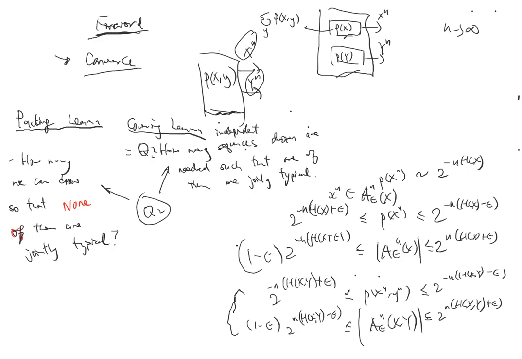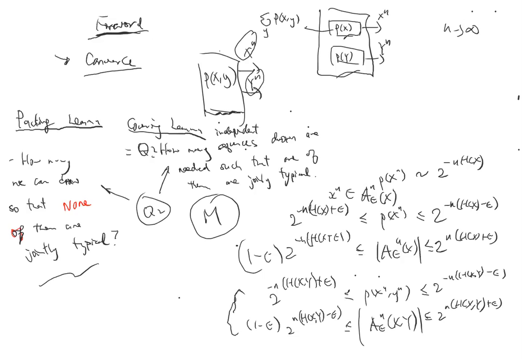So for both of these questions, you have this magic number here, maybe I call it M. If you are drawing sequences more than this M, then you can make sure that yes, they are jointly typical to one another. And also if you are less than this M, then none of them will be jointly typical with one another.